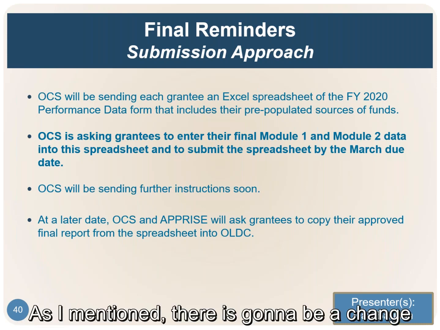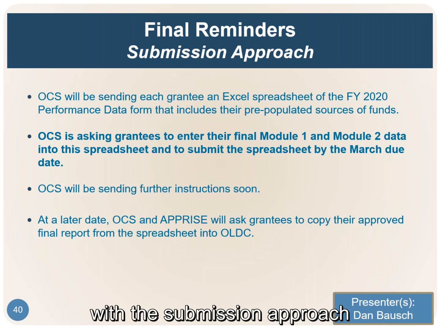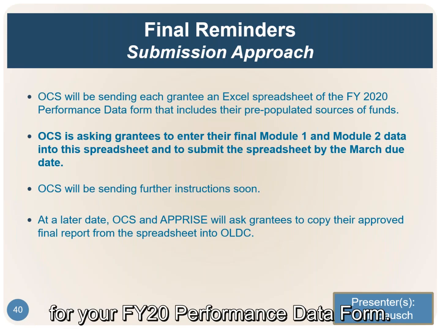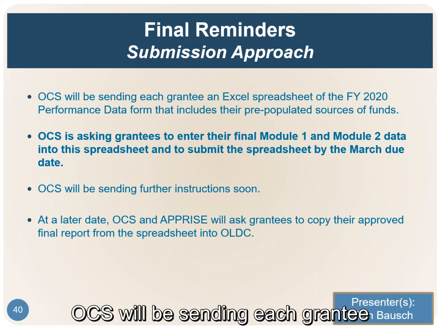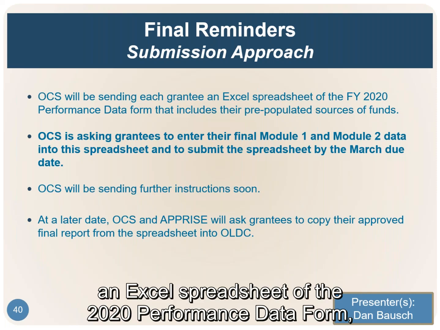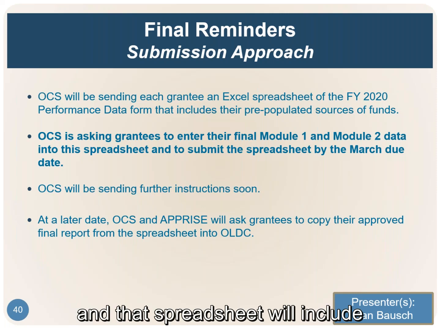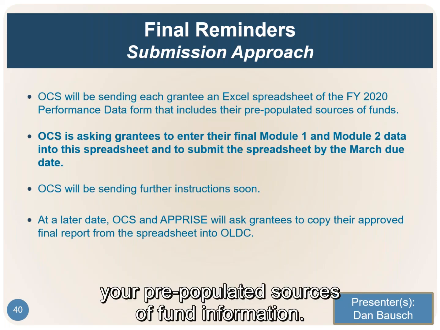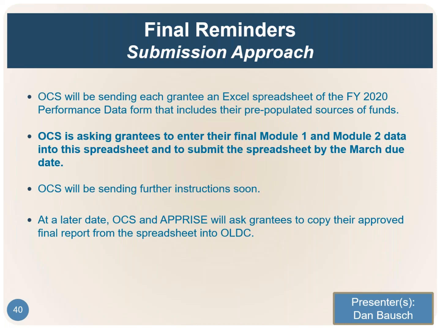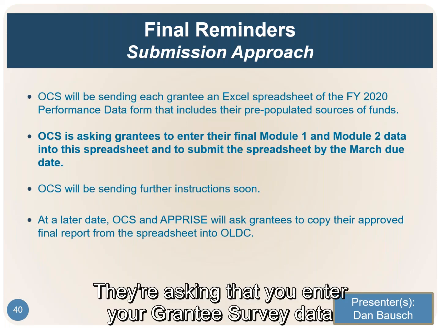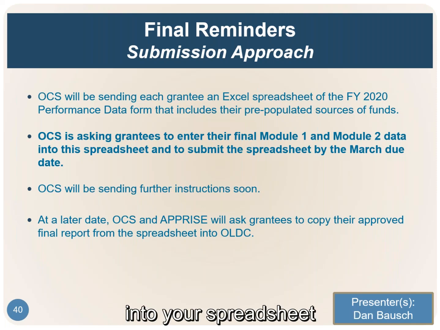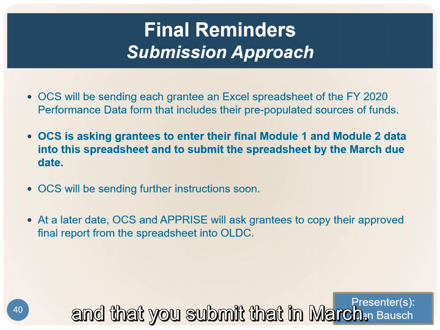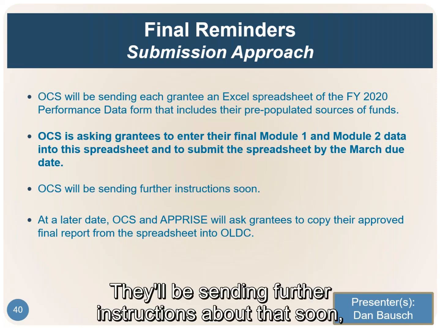As I mentioned, there is going to be a change with the submission approach for your FY20 performance data form. OCS will be sending each grantee an Excel spreadsheet of the 2020 performance data form, and that spreadsheet will include your pre-populated sources of funds information. They're asking that you enter your grantee survey data and your performance measures data into your spreadsheet and that you submit that in March. They'll be sending further instructions about that soon.